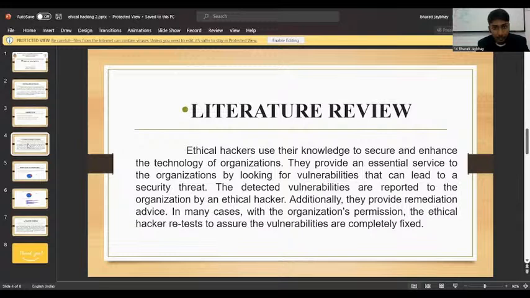Literature review. Ethical hacking provides a new level of security and enables the technology of an organization. They provide a valuable service to the organization by looking at relations that can lead to security. There are declared limitations on reporting to the organization by an ethical hacker. In addition, they provide recommendations in many cases, with the organization's permission for the ethical hacking. Instead, integration requires a complete fix.